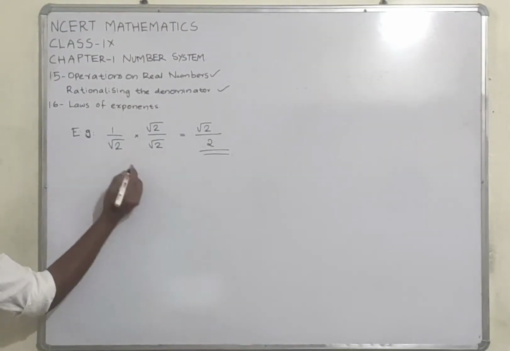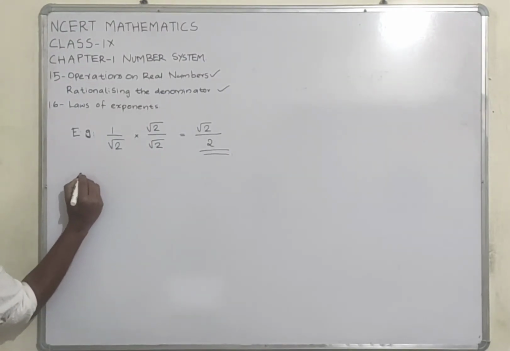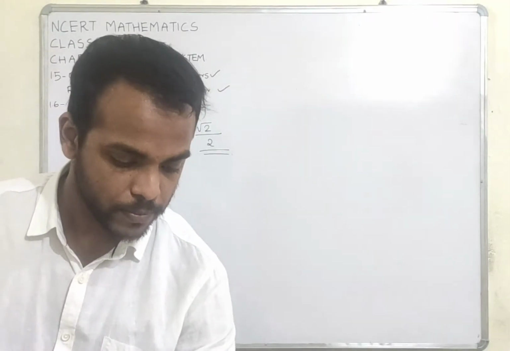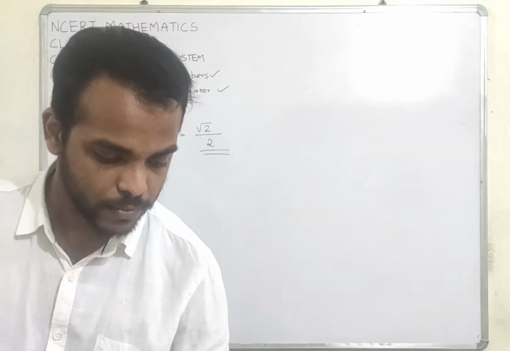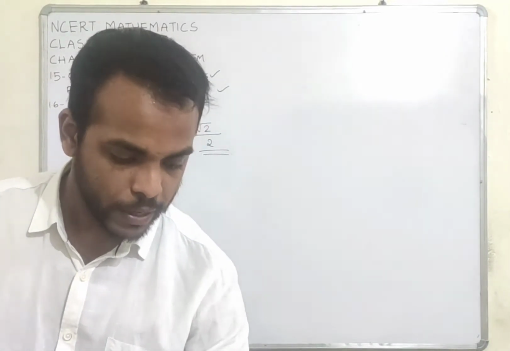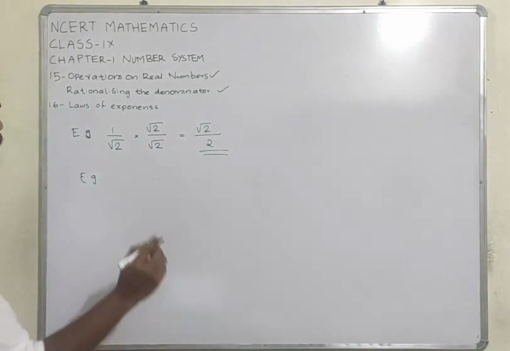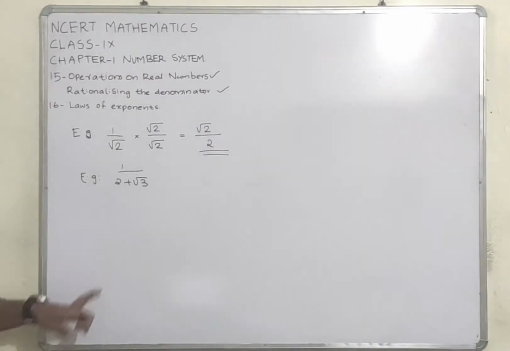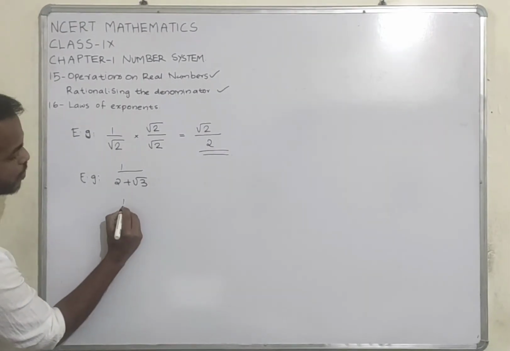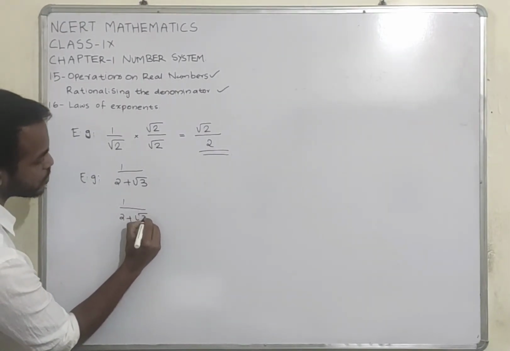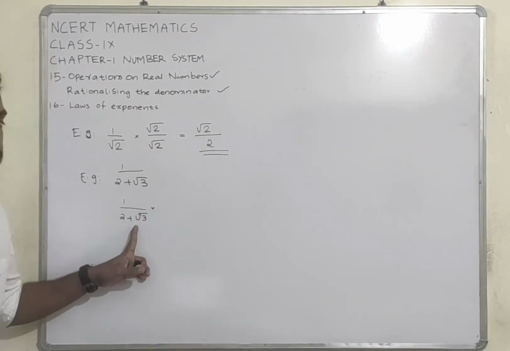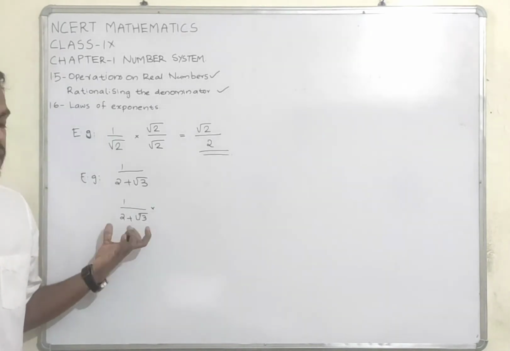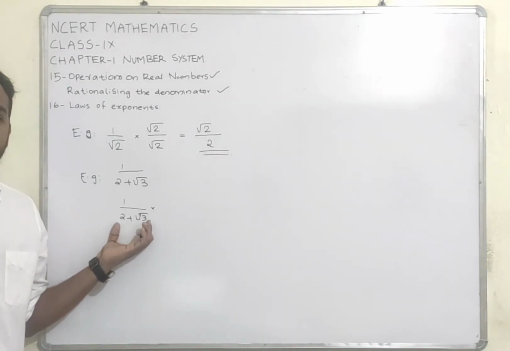Now let's see another example. If there is a question to rationalize, okay, there are exercise questions in your textbook. Rationalize the denominator 1 by 2 plus root 3. Now let's see how this can be done. 1 by 2 plus root 3. Now we cannot divide it using just minus 3. It won't be enough. So we will take the conjugate of the denominator.